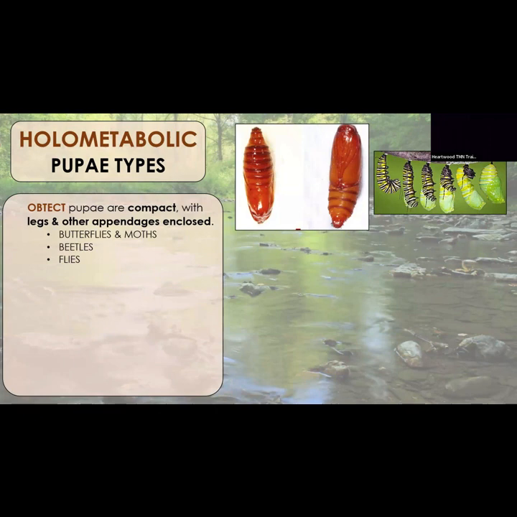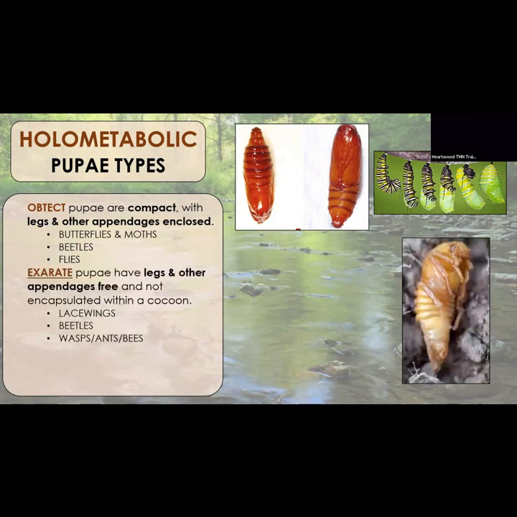You've got obtect. Obtect pupae are like a chrysalis, where the insect is fully engulfed inside. You don't see any body parts, right? Fully engulfed inside. You might see hints of, okay, that's where their head is going to come out. So a lot of butterflies, moths, beetles, and flies have obtect. A lot, but then there's also a lot of lacewings and beetles and wasps and bees that are exarate.